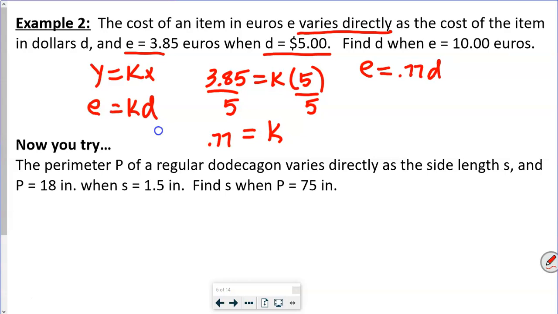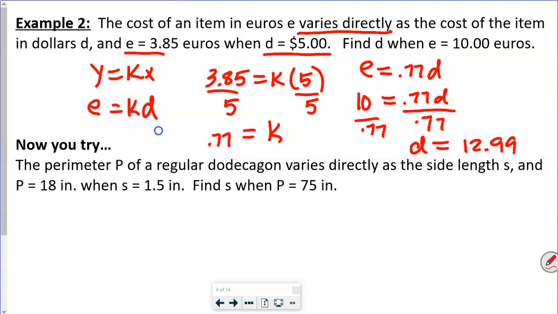So if we want to find out how many dollars a euro is worth, we're going to put the 10 over here and we're going to say 10 equals 0.77 D, right? And then we're going to divide both sides by our 0.77. So that means our dollars are going to be what? $12.99. Okay? Because when you divide the 10 by 0.77, you get $12.99. All right, so now you guys try this next one and come back to me when you're done.